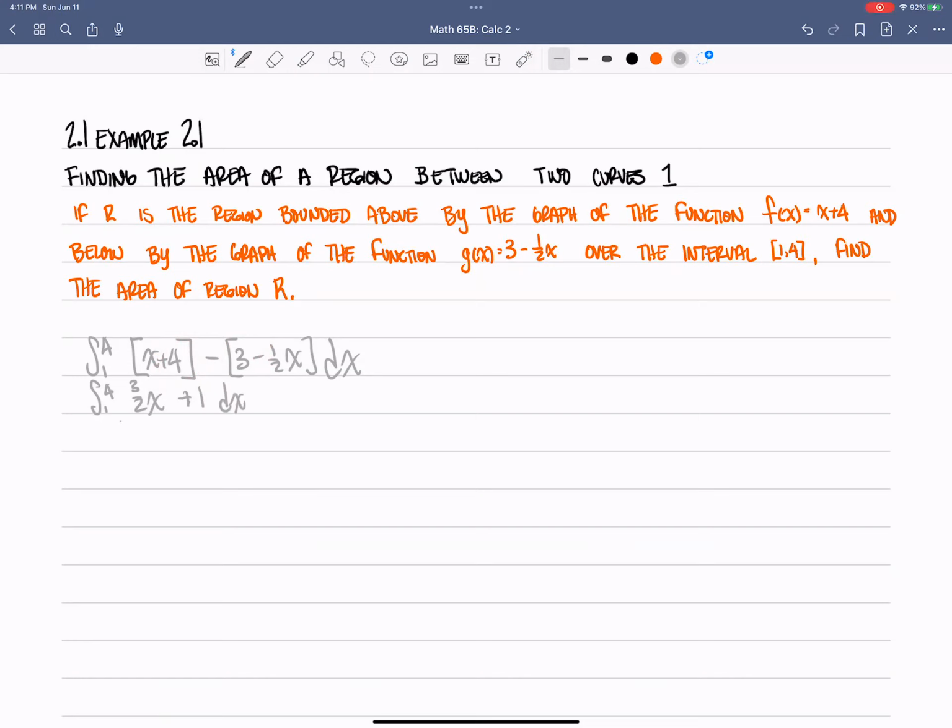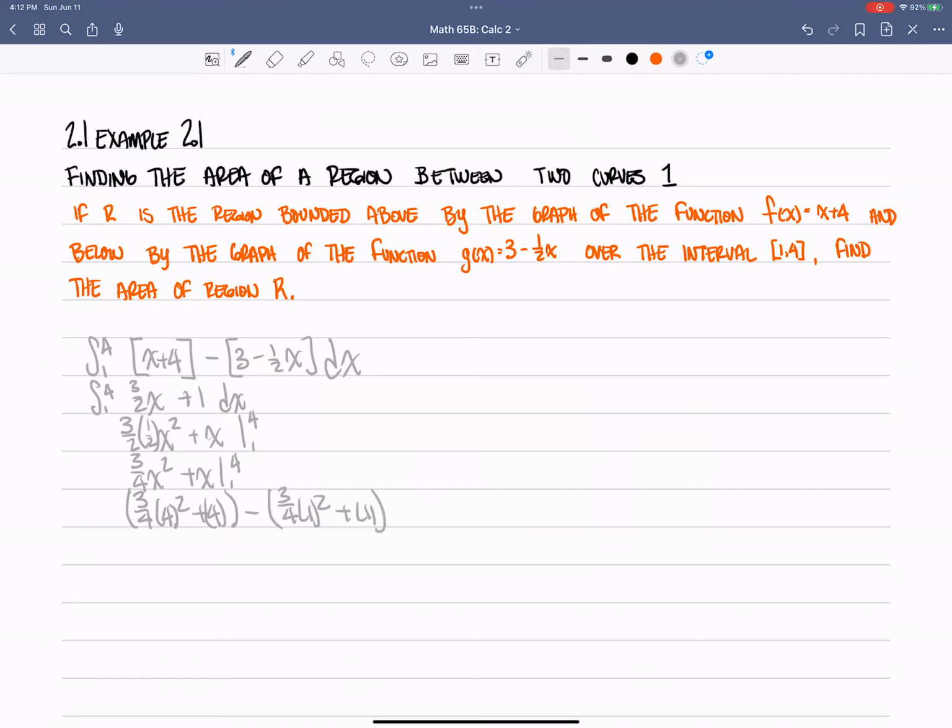Let's integrate. So we have 3 over 2 x to the power 2, and let's multiply that by 1/2, plus x, and we're evaluating all of that from 1 to 4. Let's simplify it: 3 over 4 x squared plus x, evaluated from 1 to 4. And let's evaluate at 4. So 3 over 4 times 4 squared plus 4, minus 3 over 4 times 1 squared plus 1.